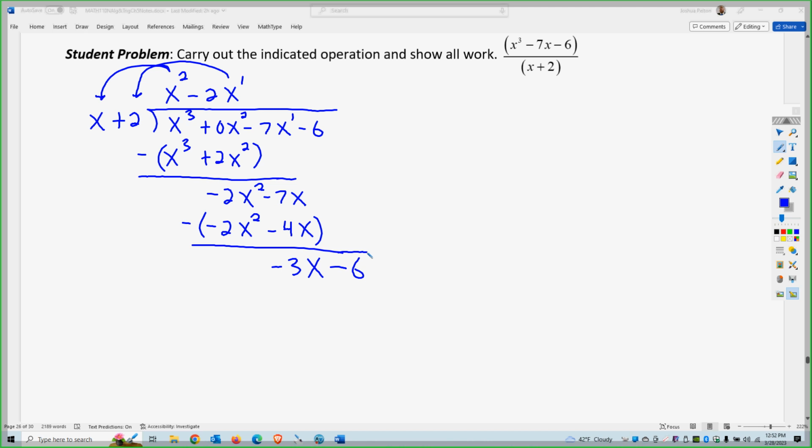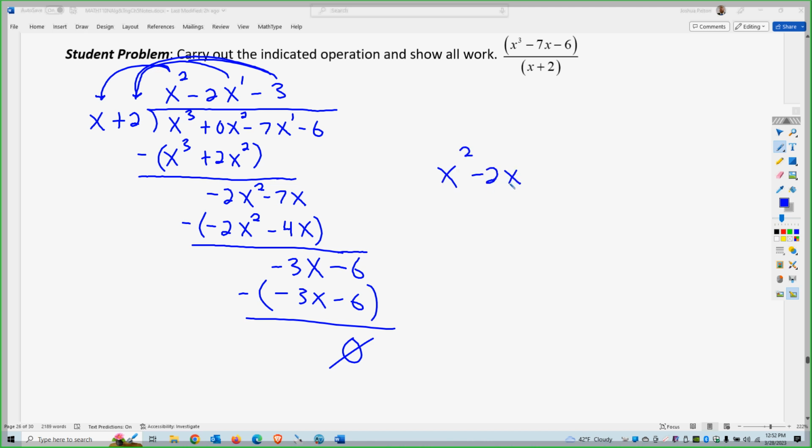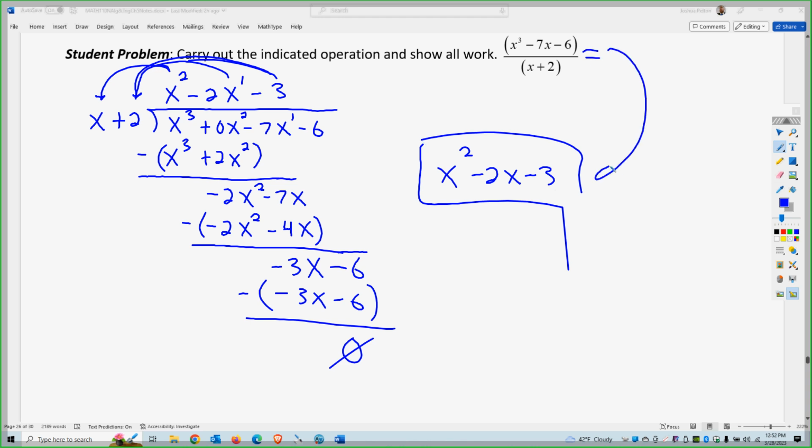Okay, so the next term must be minus 3, because negative 3 times x is negative 3x, and negative 3 times 2 gives me minus 6. So if I subtract, I'm actually left with nothing. So this one actually divides in perfectly. So x squared minus 2x minus 3 is actually what this equals. Okay, which is fine. Lots of things go in perfectly, right? 4 goes into 12, doesn't it? The answer is 3, so there's no remainder. Okay, that is the end of part 1.